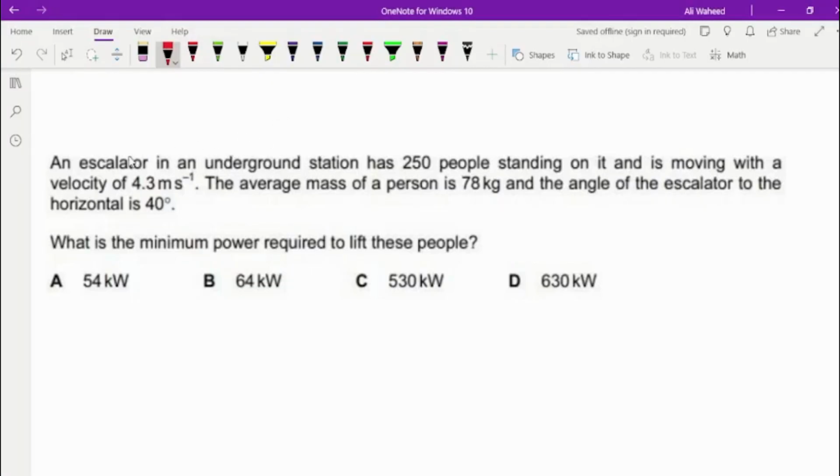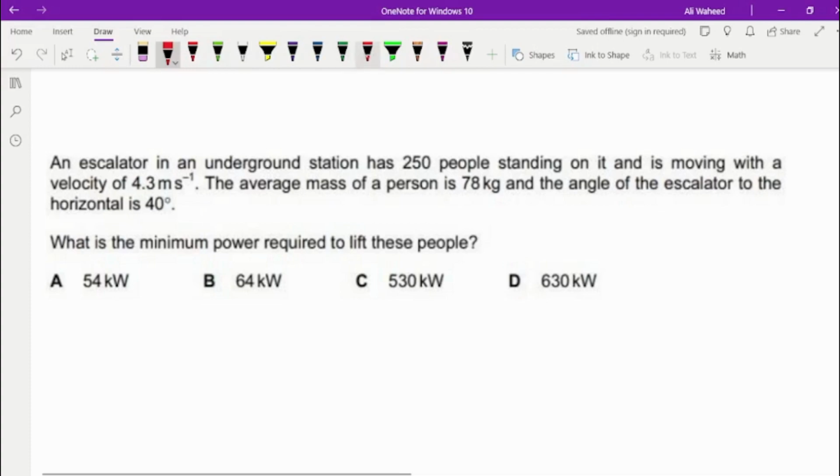Alright everyone, so here we have the first one. An escalator in an underground station has 250 people standing on it, and it is moving with a velocity of 4.3 meter per second. The average mass of a person is 78 kilograms and the angle is 40 degrees with the horizontal. We need to find the minimum power required to lift these people.